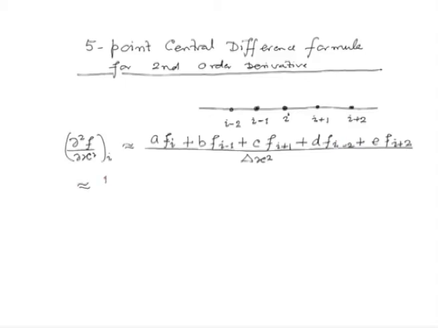So we can write 1 over Δx². And now let us try and collect similar terms, the terms which are going to multiply f_i. Well, we will get a term f_i in all these remaining 4 expansions. We get f_i multiplied by a plus b plus c plus d plus e.